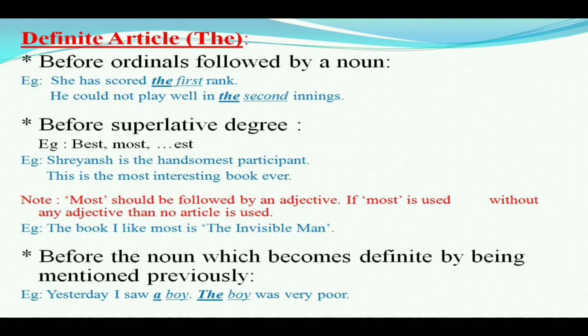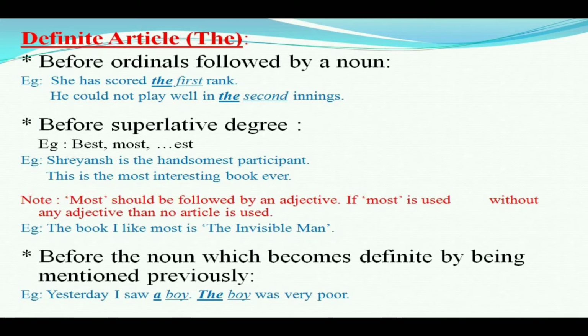Only in that condition we use the before most. If most is used without any adjective, we do not use any article before it. For an example, the book I like most is The Invisible Man. Here in this example, most has not been followed by any noun, so we cannot use any article in such condition.